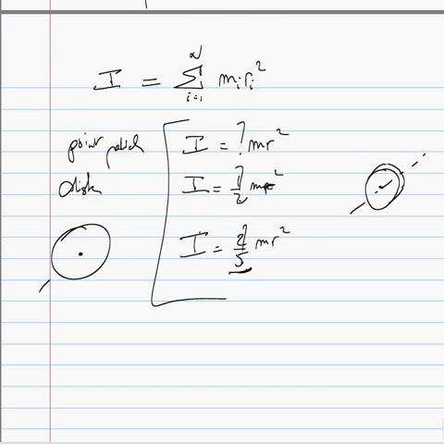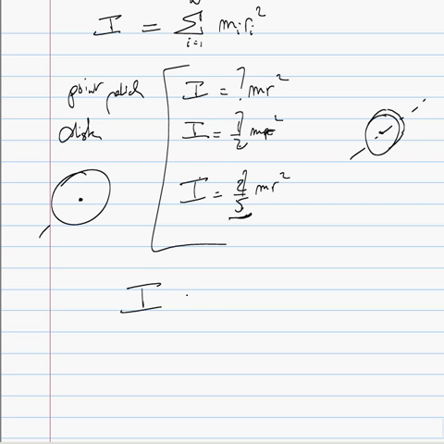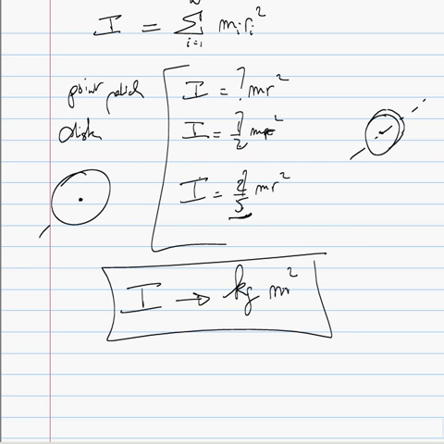So final thing, let's look at the units of I. I is defined as mr squared. The units of m is kilogram. The units of r is meters, which are being squared. Therefore, the units of I is kilogram meter squared.